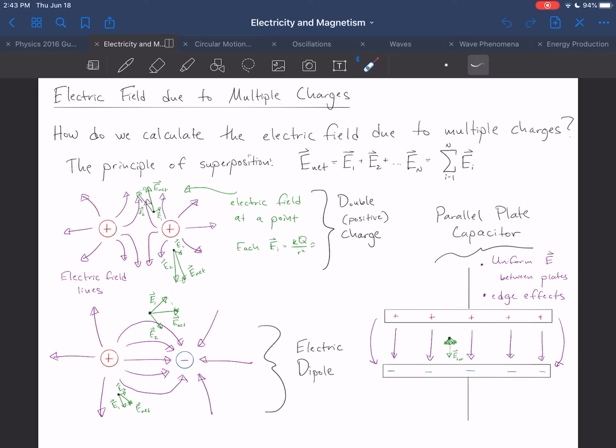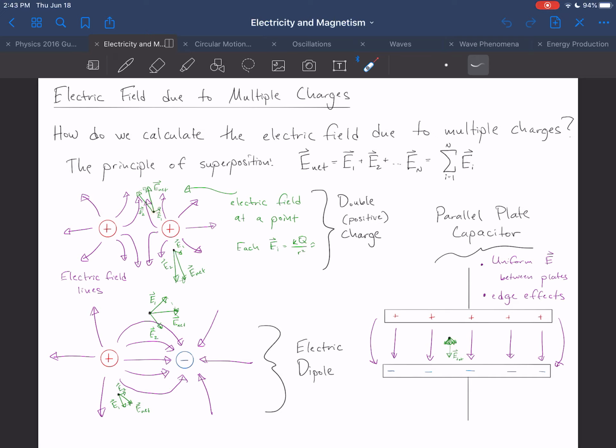Okay, so you calculate the electric field at any point by adding up the electric field due to each of the charges contributing to the net field at that point. That's the general idea. That's the idea of the principle of superposition applied to this case. So let's say, for example, we want the electric field for a double positive charge at different points. How do we do it? Well, let's consider this point right here.